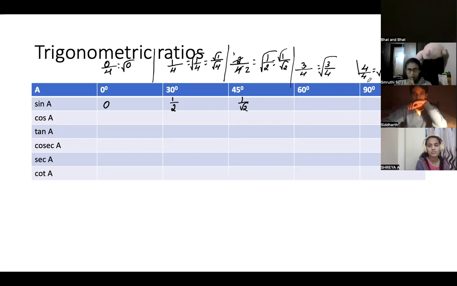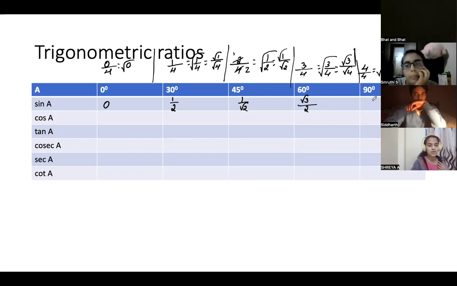Yes or no? If you nod your heads, I cannot understand. You have to tell yes or no. Yes, ma'am. Okay. So now here, this becomes root 3 divided by root 4. What is root 3? Root 3 only. What is root 4? 2. So root 3 by 2 you get. Okay.